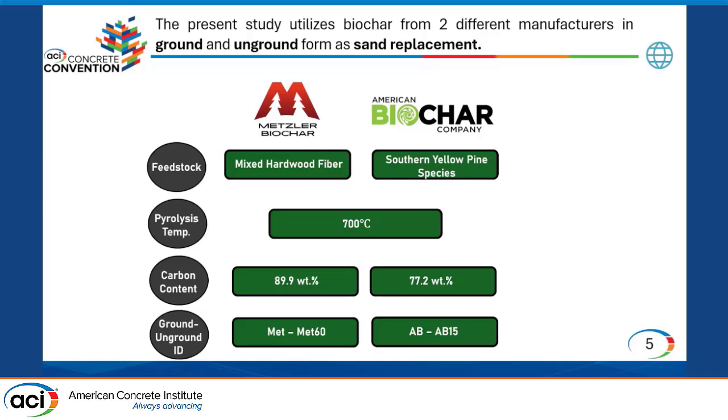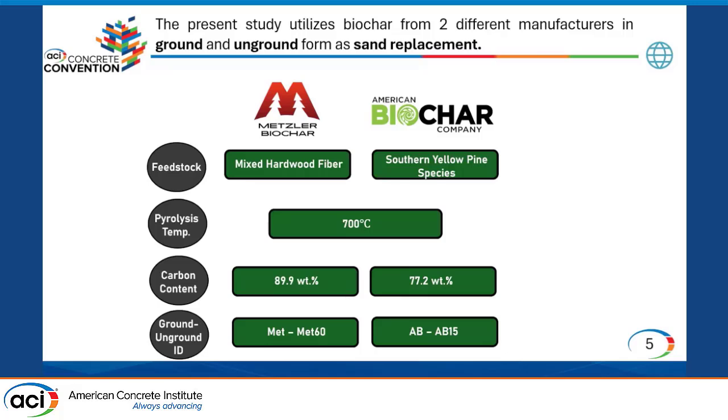This study will use biochar produced by two different manufacturers to enhance the general applicability of the findings. Those two manufacturers are called Metzler and American Biochar. Both of them use wood-based feedstock for their biochar production. Of course, the wood is different for the two manufacturers, and I'm going to show you how these different feedstocks change the microstructure of biochar. But the pyrolysis temperature for both types of biochar is 700 degrees Celsius.